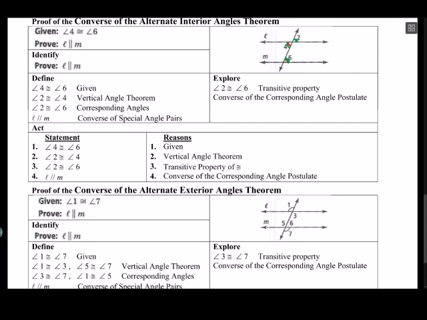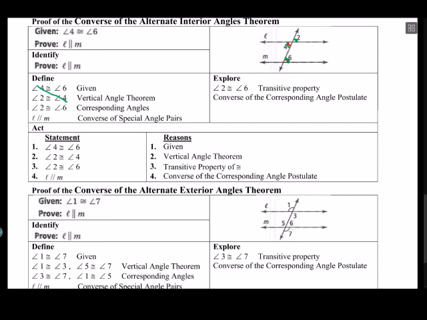And now we have a way to relate angle 2 and 6 going through 4. That would be our transitive property. We're always looking for those common parts. And that will let us use the converse of the corresponding angle postulate to prove that when alternate interior angles are congruent, our lines are parallel.